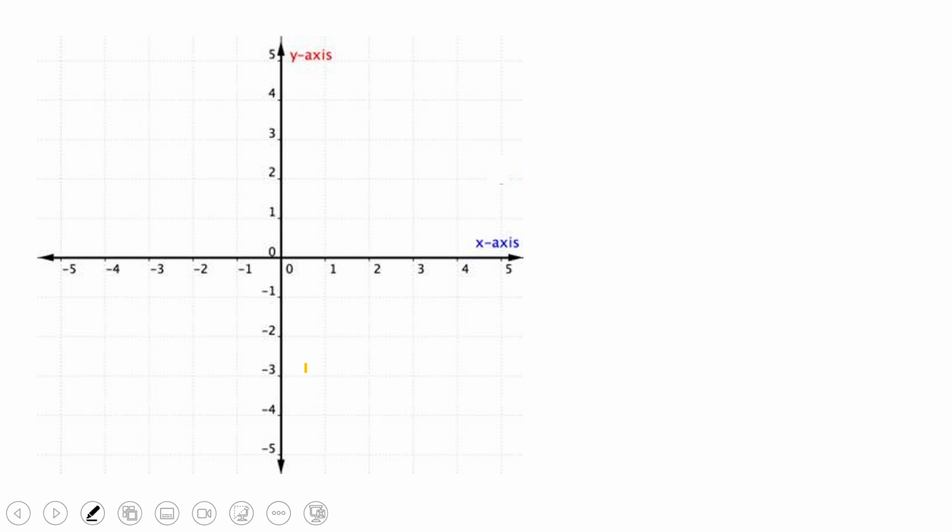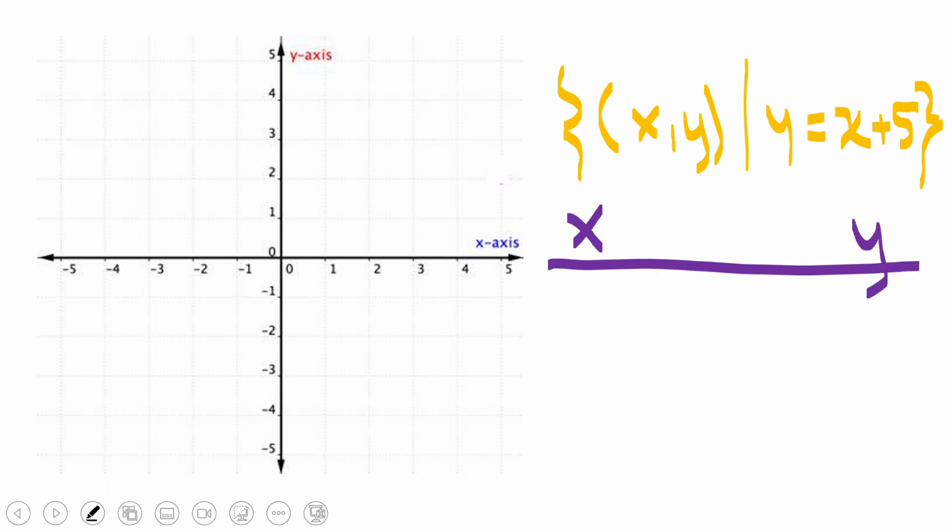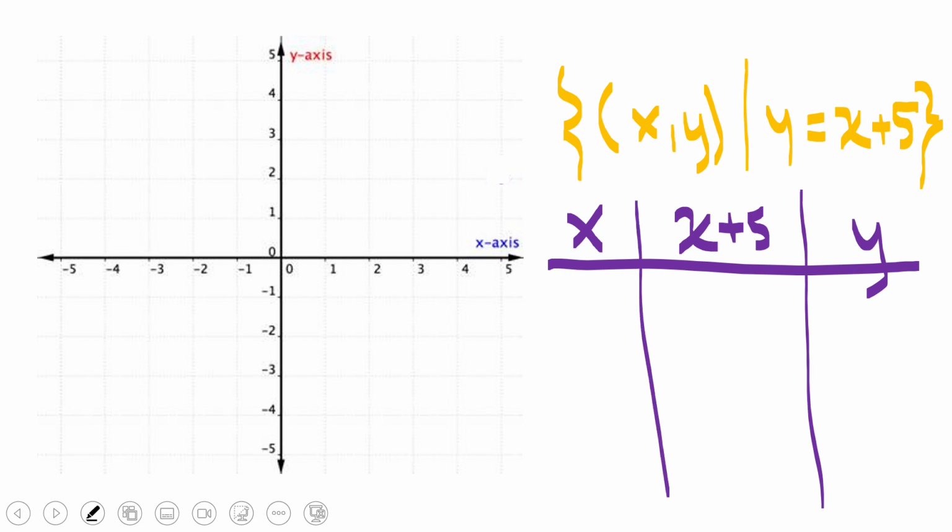If you're given a set of x, y such that the equation is y equals x plus 5, then this is where we make a chart for x, and we want to yield the y. How do we do that? The y equals x plus 5. We're going to go out and grab something around 0 to start filling in for x. So a -2, a -1, a 0, a 1, and a 2.